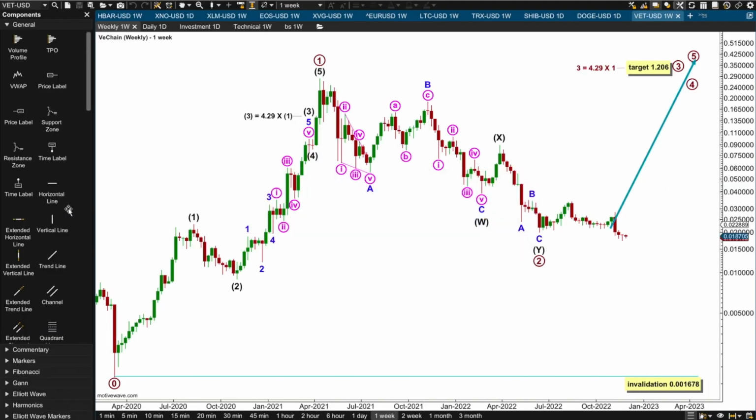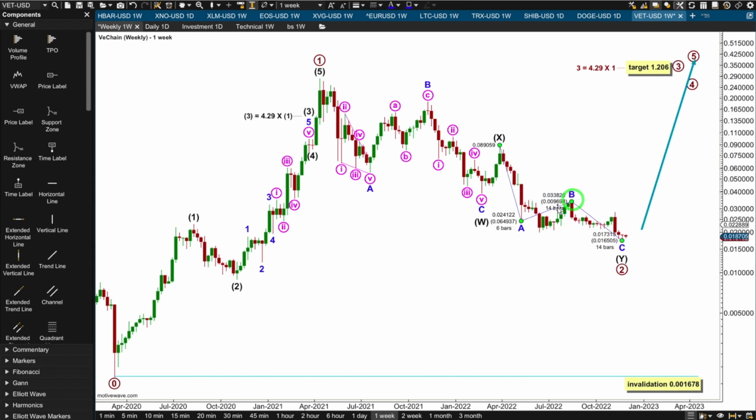I've updated my data. Crypto Compare doesn't have VeChain in their feed, so I'm still using Yahoo Finance data for VeChain. It's gone lower since I last analysed it, which was back in, I think, September. So this is how I'd adjust my wave count. It hasn't invalidated. The invalidation point's just so far away though as to be absolutely useless.